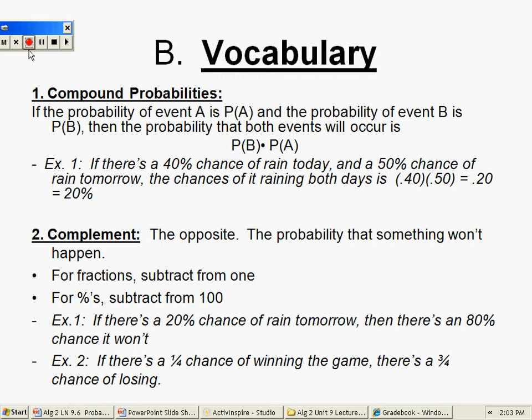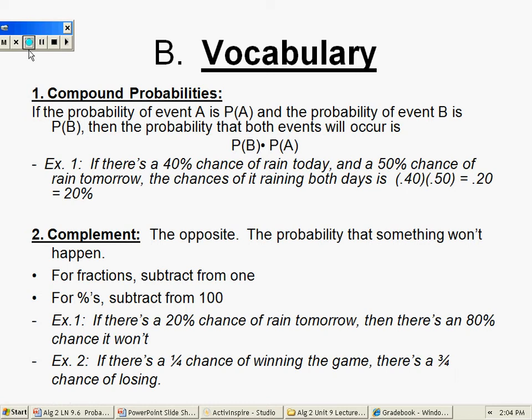All right, complement. Complement is the opposite. It's the probability that something won't happen. So, for example, let's take a look at example 1 there. It says, if there's a 20% chance of rain tomorrow, then there's a 80% chance it won't. Right? How do you do that? Well, for percents, you just subtract it from 100. So if there's a 20% chance that it will rain, subtract that from 100, which is 80, to find the chances that it won't rain. Right? That's called the complement. They're complements of each other, opposites.